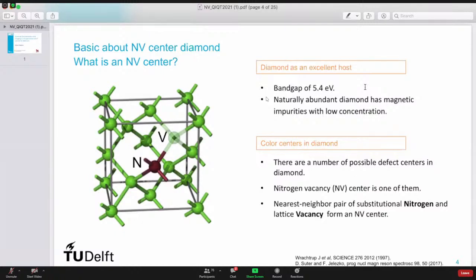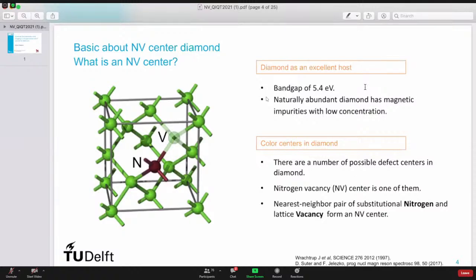Secondly, even naturally abundant diamond has very little magnetic impurity. Now there have been lots of advancements in ultra pure diamond samples. So it's really possible to have very pure diamond samples where the NV centers can be embedded. So the NV centers will have less interaction with the magnetic impurities, and the NV centers can be considered as isolated quantum systems.